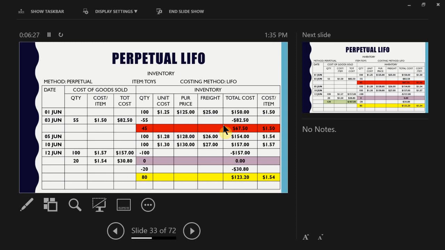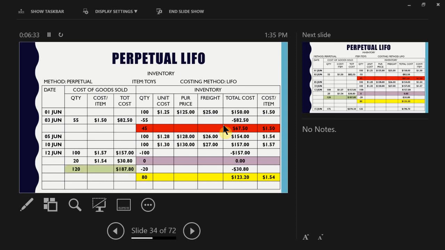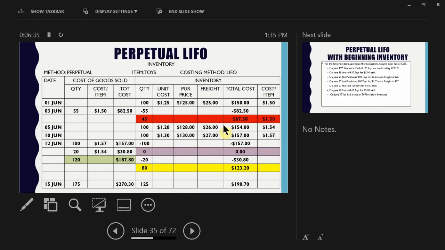So now only the red batch and the yellow batch remain. And that is pretty much the end of the scenario. I reached my 125. I recognize that, and I've sold all 175 items.